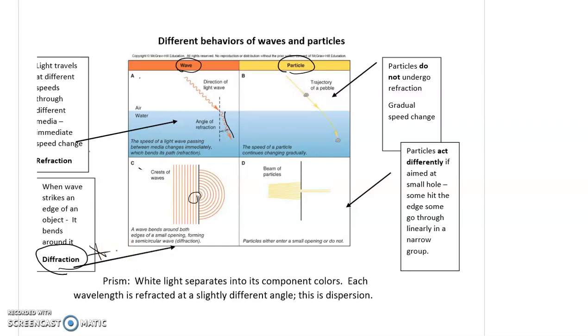Now, particles behave differently. If we throw a pebble in the water, we know that there's just a gradual change. It does not undergo refraction. And also, if we have a beam of particles and we aim it at a small hole, what's going to happen is that some will just go directly through linearly. So we don't have a bending of light around the hole. That's the difference between how waves and particles react in those environments.